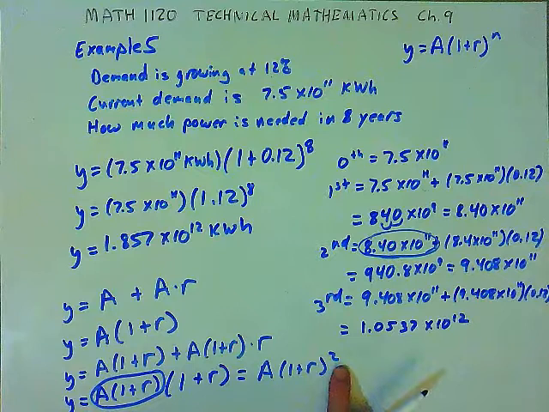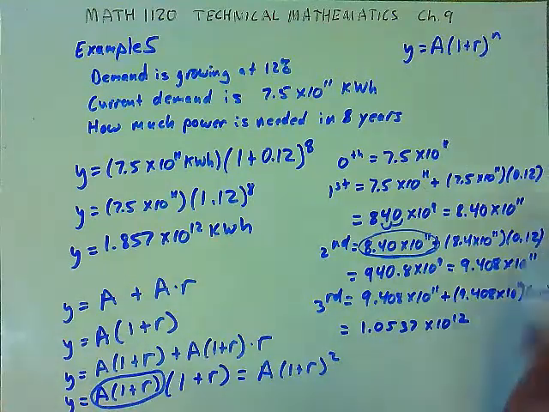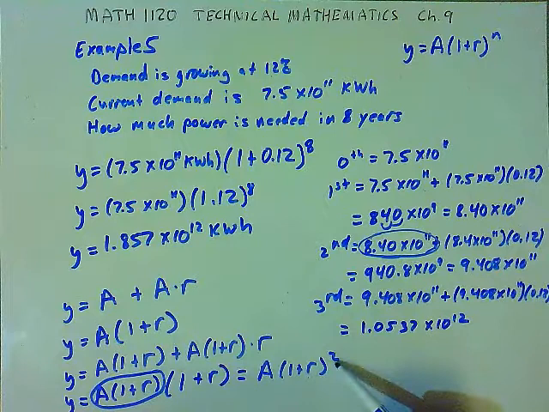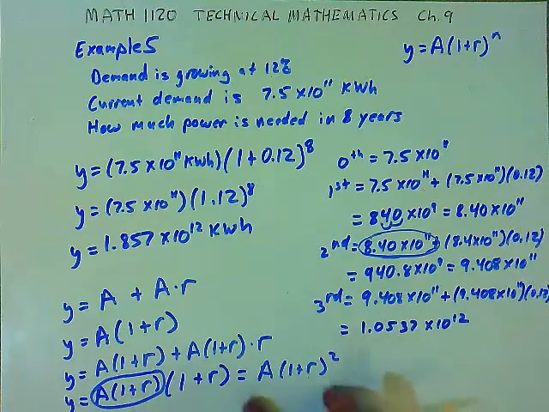At the third year, if I do this again, the exponent will become 3. And at the fourth year, it becomes 4. Fifth year, it's 5, 6, 7, 8. Right? And so that's what the formula says. Whatever the initial amount is, times 1 plus R, to whatever power that we have. And so I'll go ahead and do this for a third year.